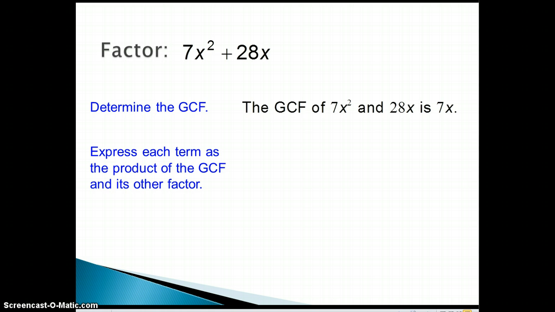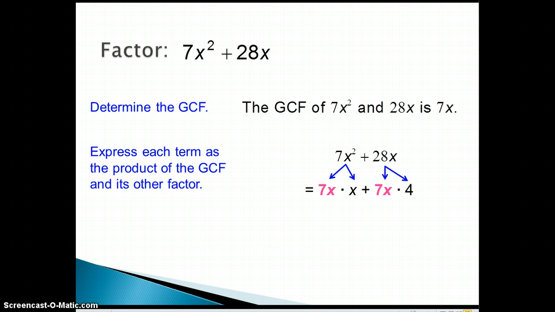Then we're going to express each term as the product of the GCF and its other factor. So we're basically factoring out the GCF out of each term individually first. So with the 7x squared, that becomes 7x times x. Again, we're factoring out that GCF from that term, and x is the other factor. Then we do the same thing to 28x. We factor that as 7x times 4, where 4 is the other factor.